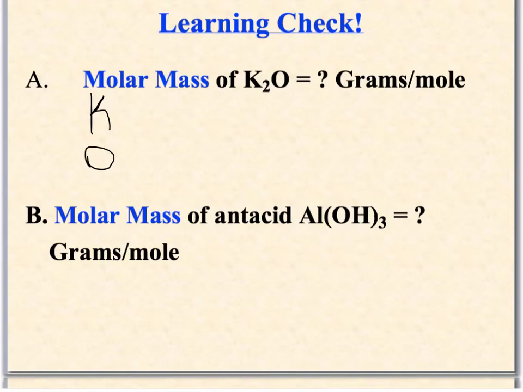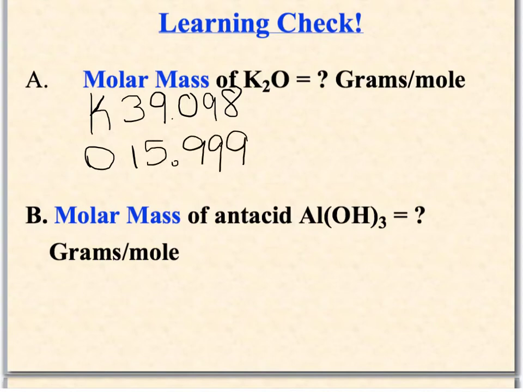So what I want to do first is look up the masses of each of those elements on the periodic table. Looking at the periodic table, I can get the mass for potassium, and I can get the mass for oxygen. Alright, now our next step is to multiply those masses by however many of that element are in the compound. So for K, we have 2. You can tell by the little subscript 2. For O, we have 1, because there's only 1 there.